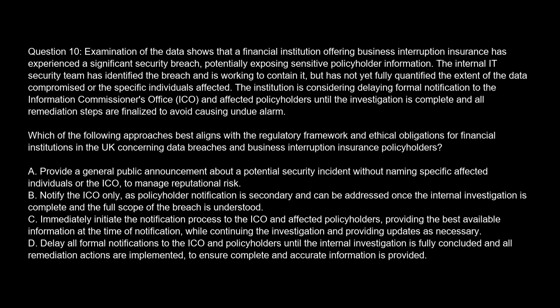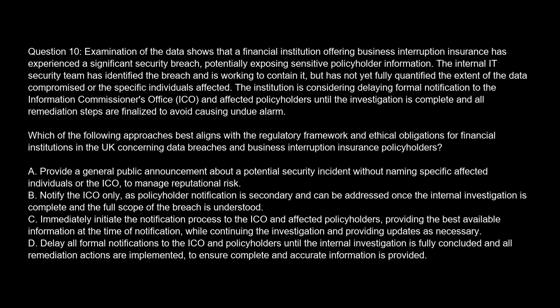Option A. Provide a general public announcement about a potential security incident without naming specific affected individuals or the ICO to manage reputational risk. Option B. Notify the ICO only, as policyholder notification is secondary and can be addressed once the internal investigation is complete and the full scope of the breach is understood.